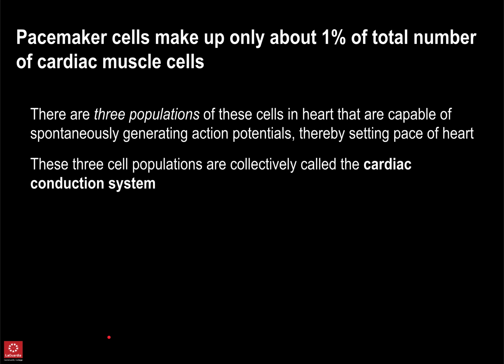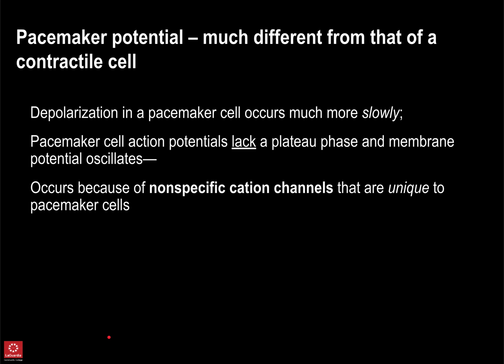So pacemaker cells make up only about 1% of the total cardiac muscle cells. There are 3 populations of these cells in the heart that are capable of spontaneously generating action potentials, thereby setting the pace of the heart. These 3 cell populations are collectively called the cardiac conduction system.